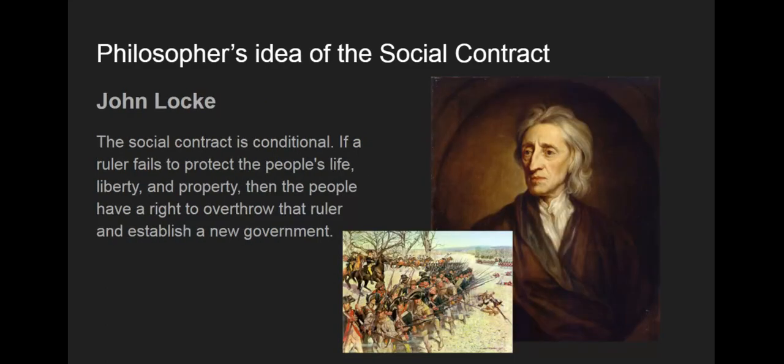Next, we have John Locke. So he thinks that the social contract is conditional. Okay. So if the ruler fails to protect the people's lives, their liberty, or their property, then the people have the right to overthrow that ruler. And once they've overthrown them, they can establish a new government.